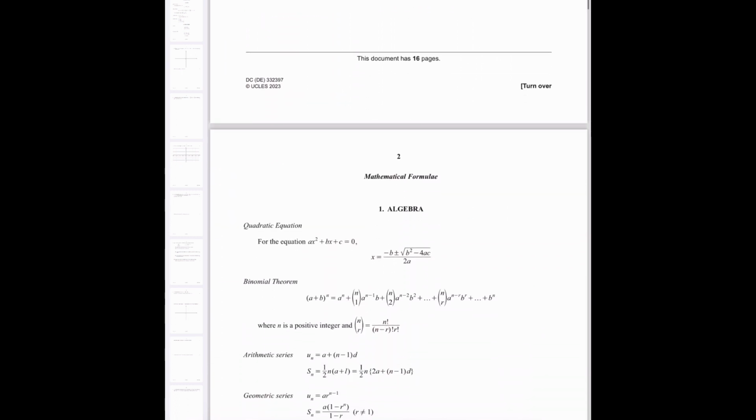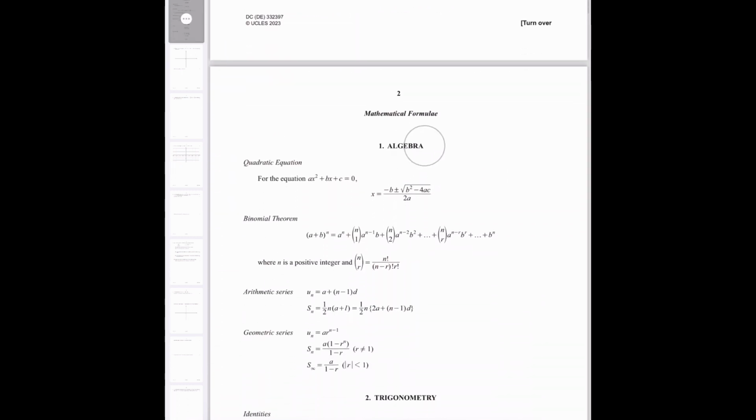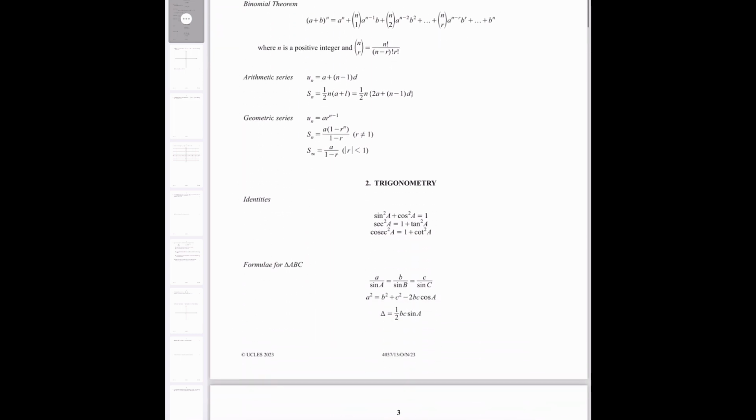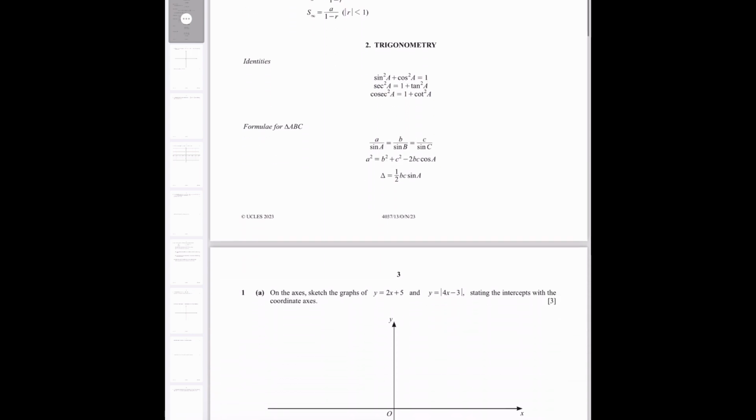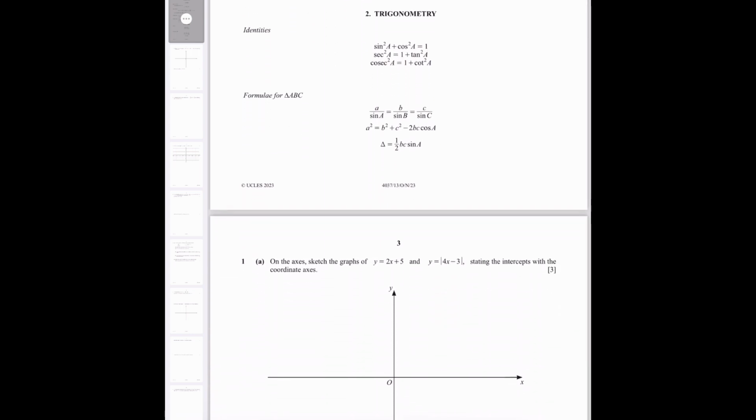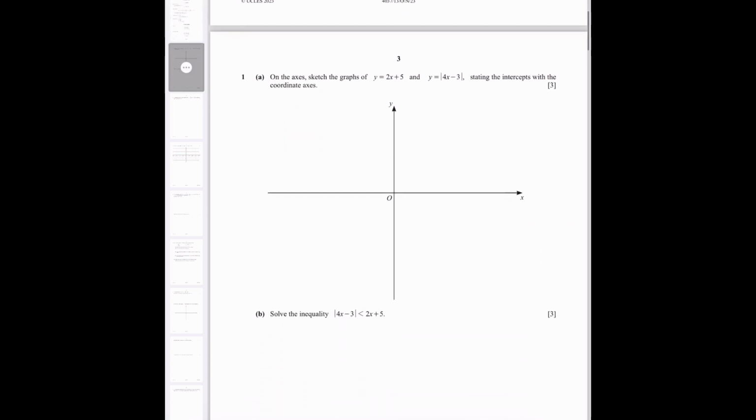The mathematical formulas are given here: algebra, binomial, arithmetic and geometric series, trigonometry, trigonometric identities, sine rule, cosine rule, and area. These formulas are clearly mentioned here. Now let us see question 1.